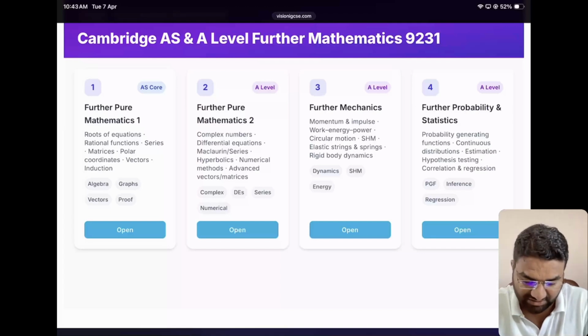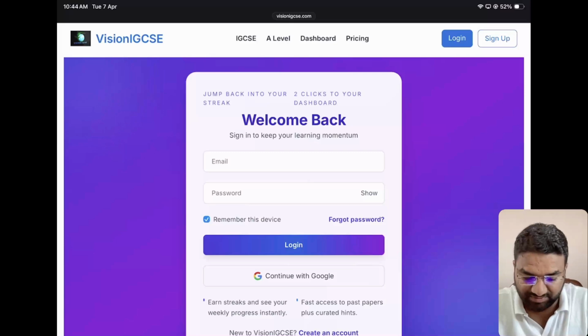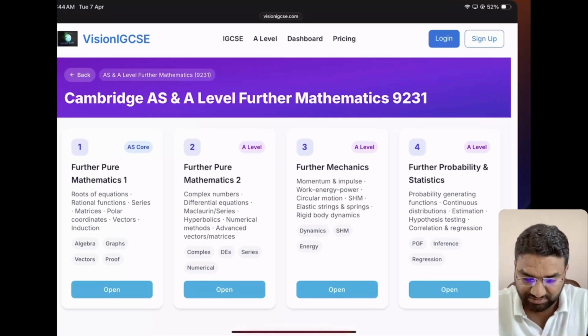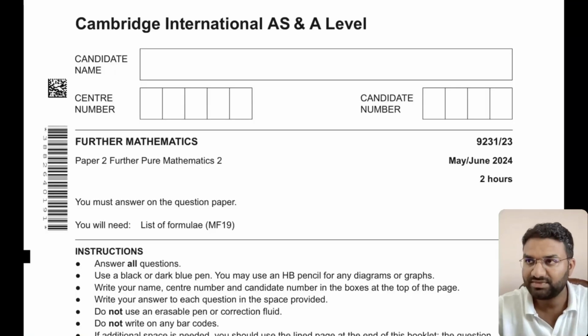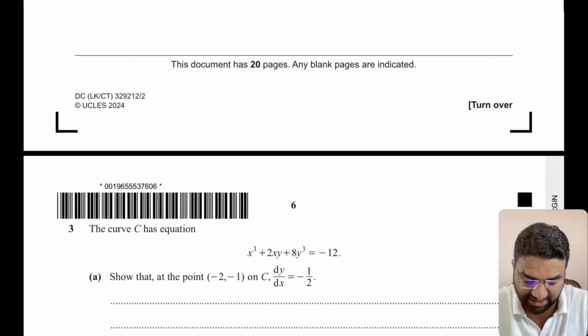Today we are going to discuss one of the questions from Further Pure Mathematics 2. In Further Pure Mathematics 2, you have differential equations as one of the topics. So here we have a question from May-June 2024, Paper 2, Further Pure Mathematics 2. This is question number 3.